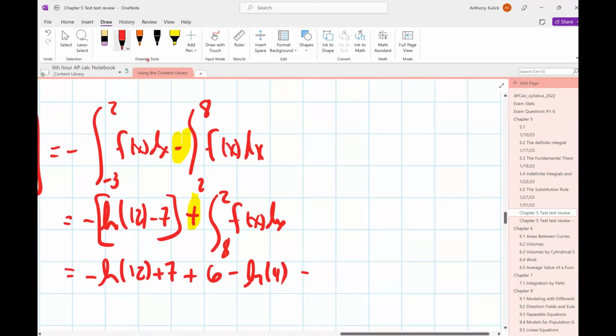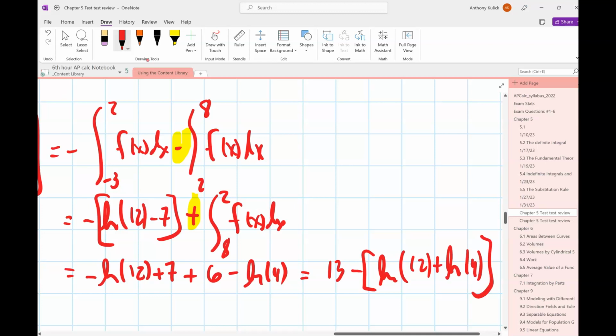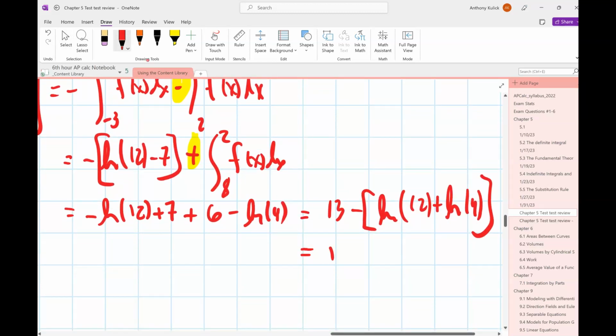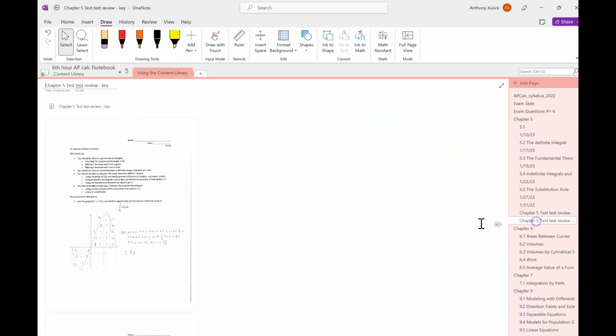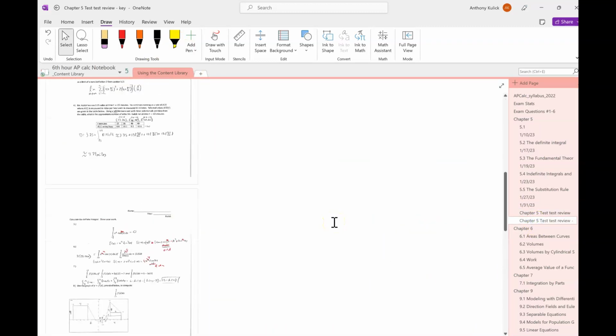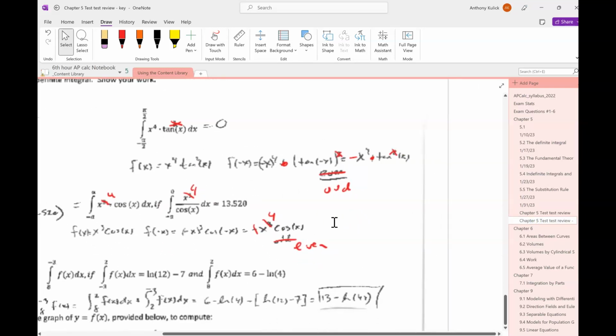And at this point, we can clean this up. So I have 13 minus natural log of 12 plus the natural log of 4. And that's one of our log properties. Addition of two logs is the same as the product of their insides, which I hope is what I had written down on the answer key. Oh, good.